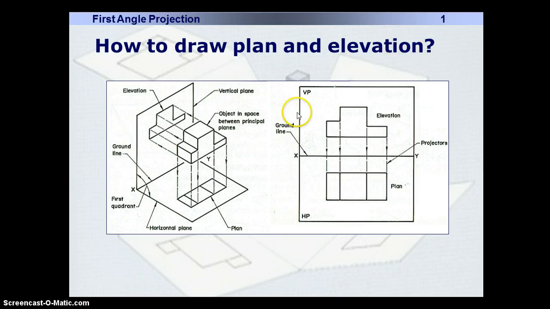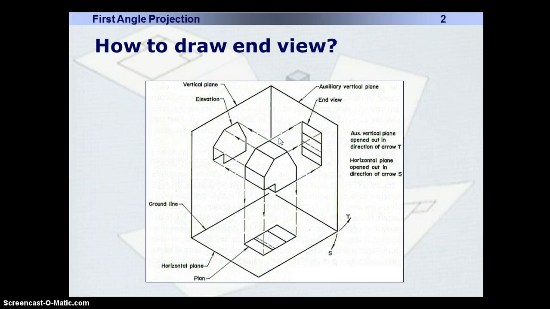How to draw the plan and the elevation? This is the first quadrant shown: the ground line, the first quadrant, the horizontal plane. The object is kept above the horizontal plane in front of the vertical plane, and how these projectors are drawn and how the views are projected is shown. How is it converted? Let us start from the XY line. Let us rotate the horizontal plane in clockwise direction so that the plan is exactly below the reference line, and this is about the elevation or the projection on VP.